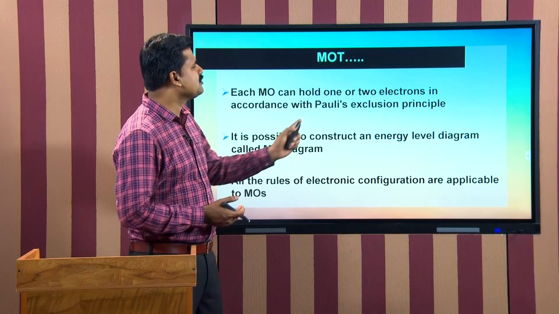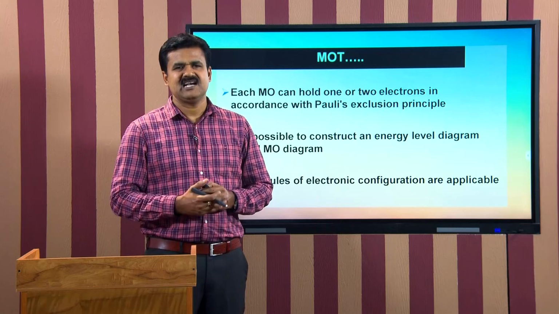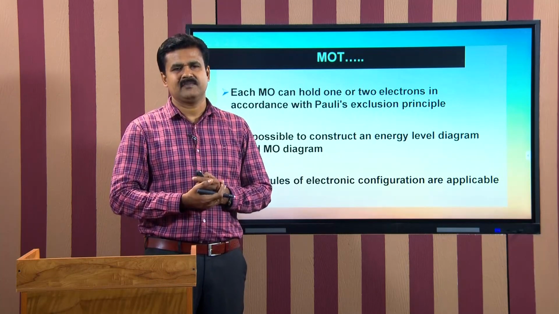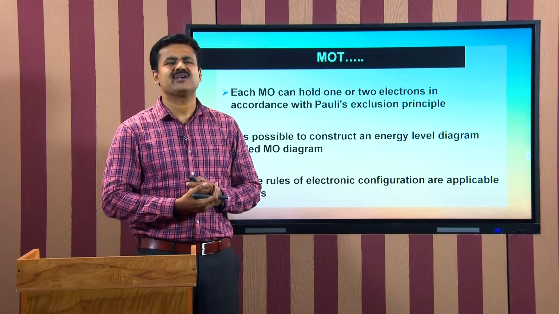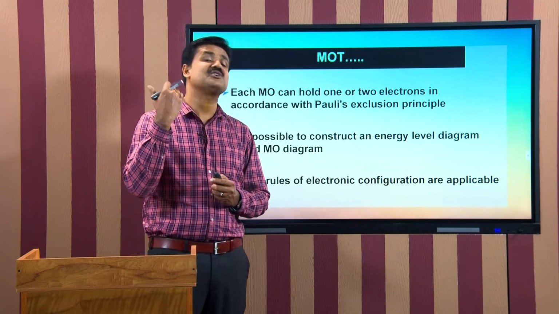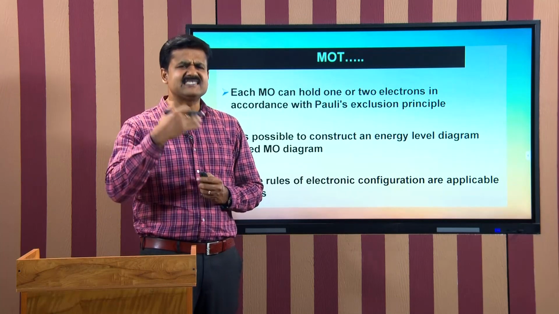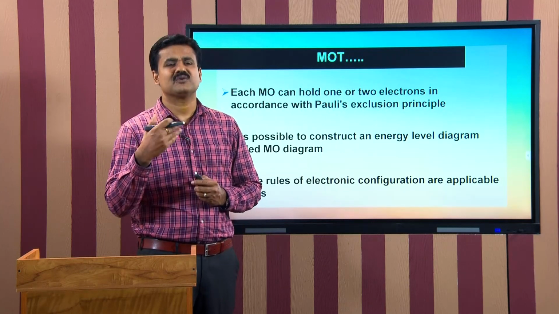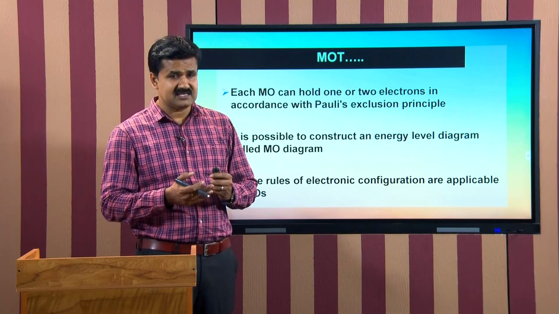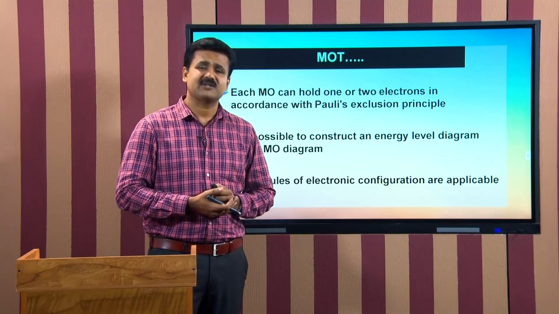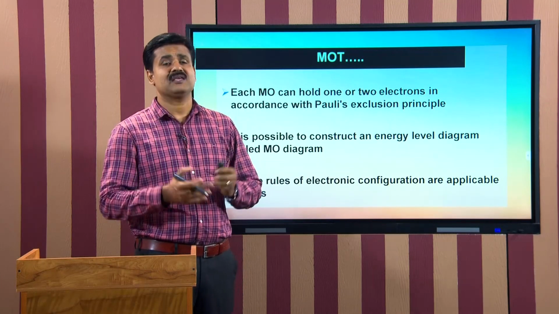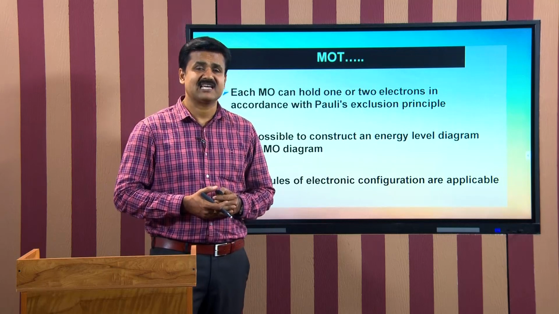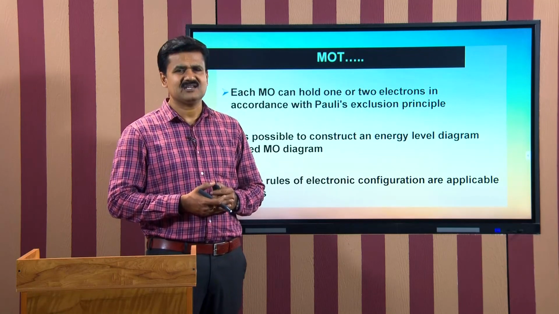Now, it is possible to construct an energy level diagram by accommodating the various molecular orbitals in the increasing order of their energy. Such a diagram is called an MO diagram or the molecular orbital diagram. And all the rules of electronic configuration are applicable to molecular orbital diagrams also.